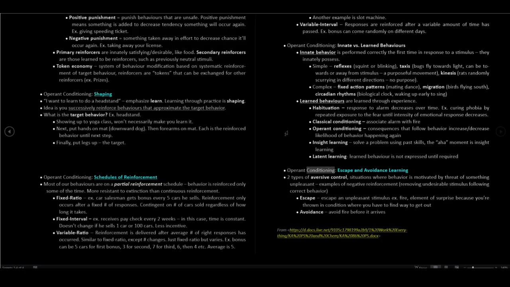Operant conditioning: escape and avoidance learning. These are two types of aversive control, situations where behavior is motivated by the threat of something unpleasant. Examples of negative reinforcement: removing an undesirable stimulus following correct behavior. Escape is escaping an unpleasant stimulus, for example a fire, with an element of surprise because you're thrown into a condition where you have to find a way to get out. Avoidance is avoiding the fire before it arrives.